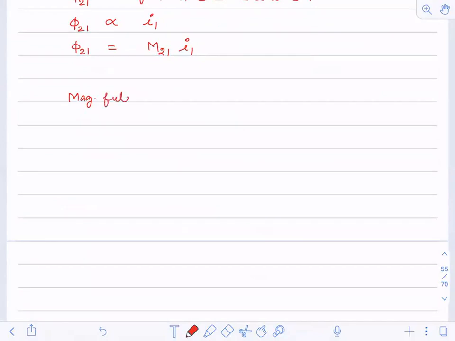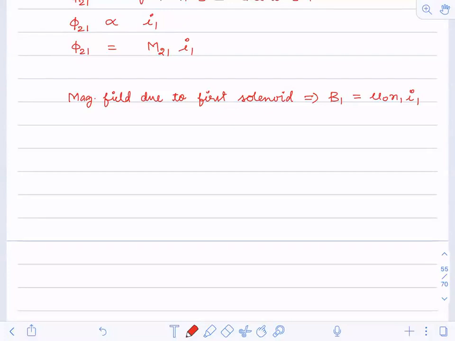Magnetic field due to first solenoid. Can I write it as B1 is equal to mu naught N1 I1? Because the current is I1, the number of turns per unit length is N1, and the magnetic field is B1. Correct?